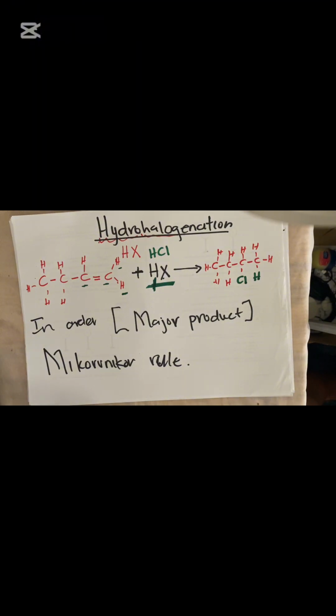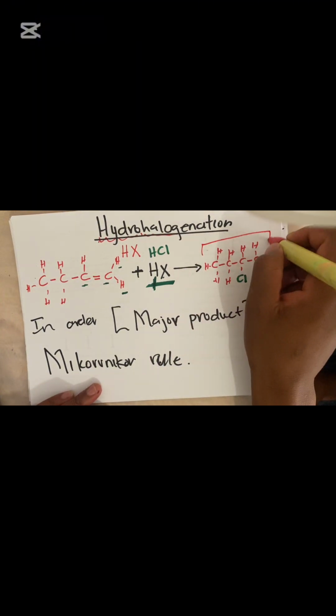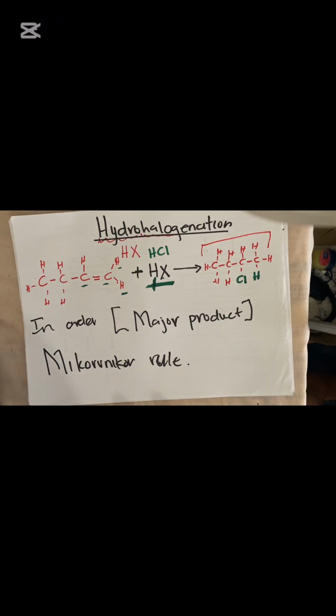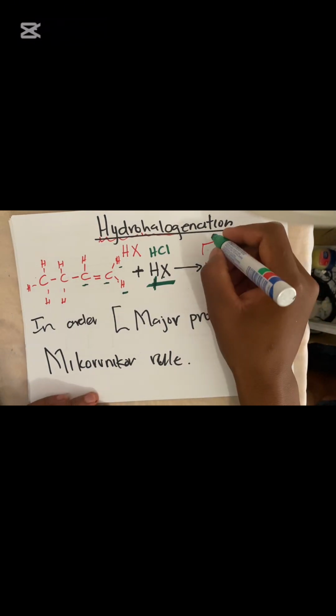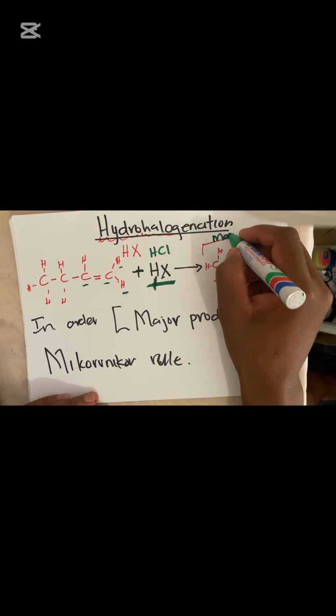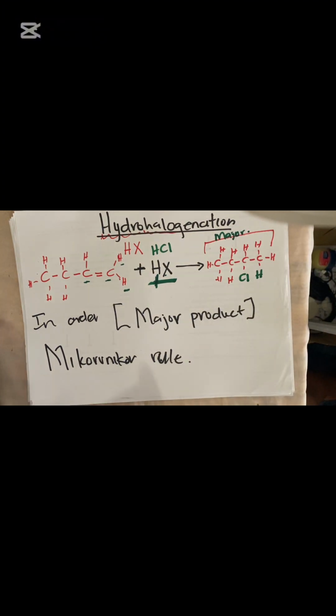So this is what we call the addition reaction. And this one will be our major product. Every time we form a major product, unless stated otherwise, this one becomes our major product.